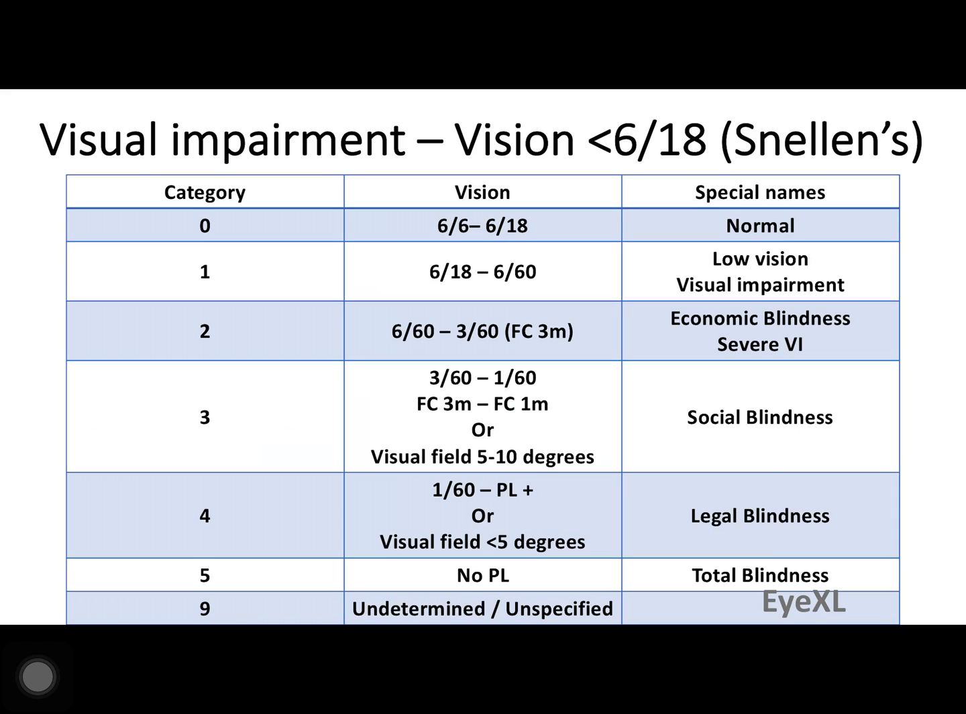So category 0, which means there is normal vision, is vision between 6 by 6 to 6 by 18. Category 1 means now there is an onset of visual impairment. So the vision is from 6 by 18 to 6 by 60. This is also called low vision. And category 2 becomes 6 by 60 to 3 by 60. So 3 by 60 is very often also called finger counting at 3 meters. This finger counting at 3 meters was introduced so that people who do not have access to the Snellen's chart can also evaluate.